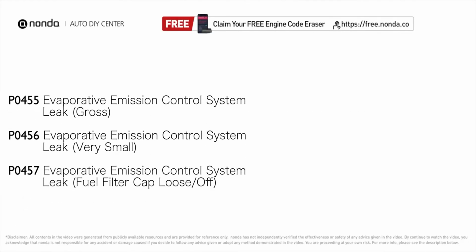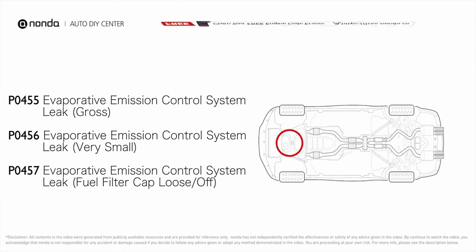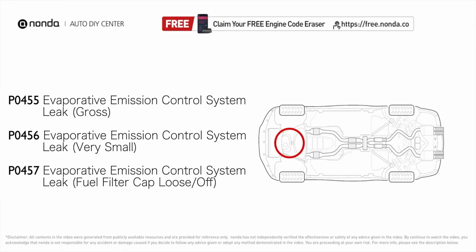The diagnostic trouble codes P0455, P0456, and P0457 are related to a vehicle's evaporative emission control system, which prevents fuel vapors from escaping the fuel tank into the atmosphere. P0455 indicates a large leak detected in the evap system, often caused by issues such as a loose or damaged gas cap, cracked hoses, or a faulty purge valve.